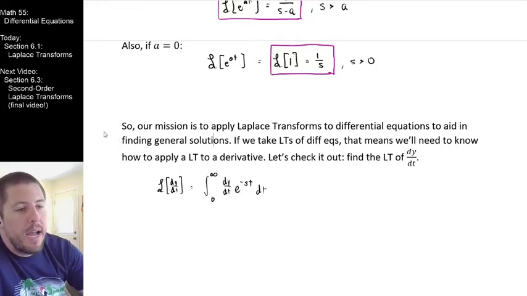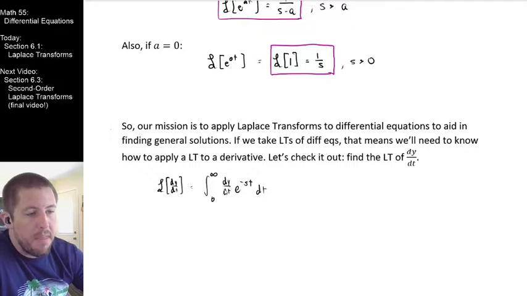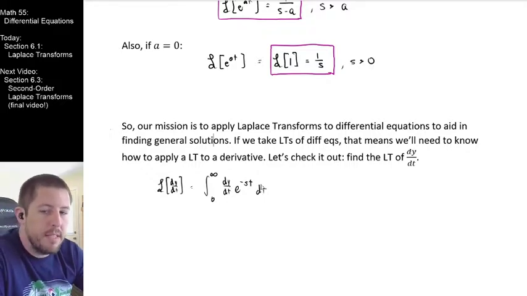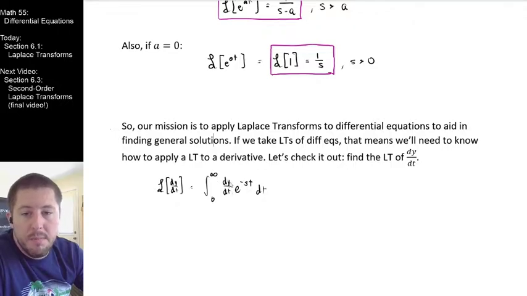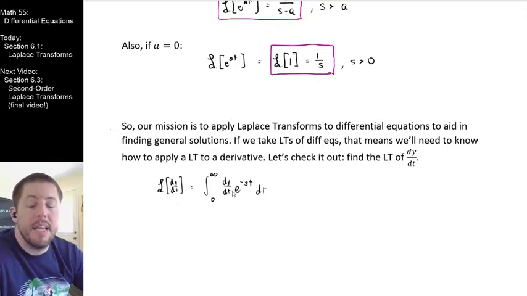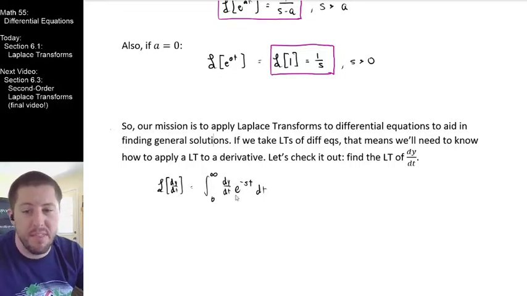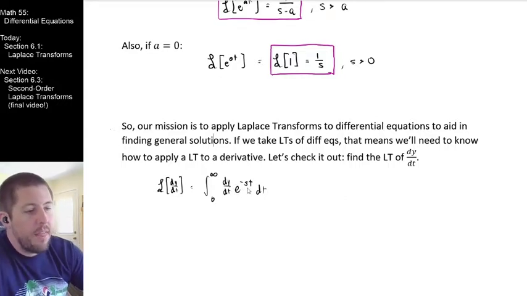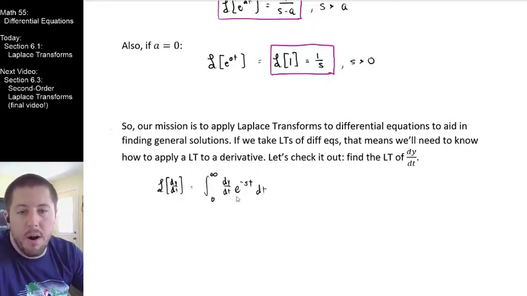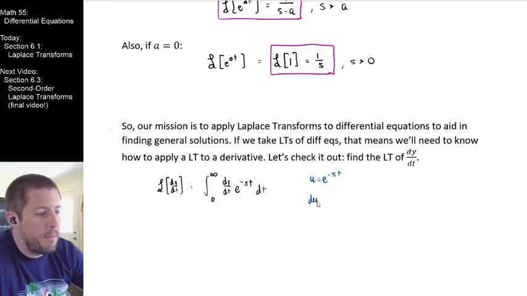I need to pick a u and a dv right here. The thing I'm thinking is that dy dt is already in derivative form, so it seems like that would be a good choice for dv, because I would take the integral of dv to find v, and I can find the integral of a derivative pretty easily. That means our choice of u should be the other part, the e to the negative st. So I'm going to let u be e to the negative st. That means my du must be negative s e to the negative st. I'm going to let my dv be dy dt dt, which you should notice is just dy, and therefore our v is simply going to be y.